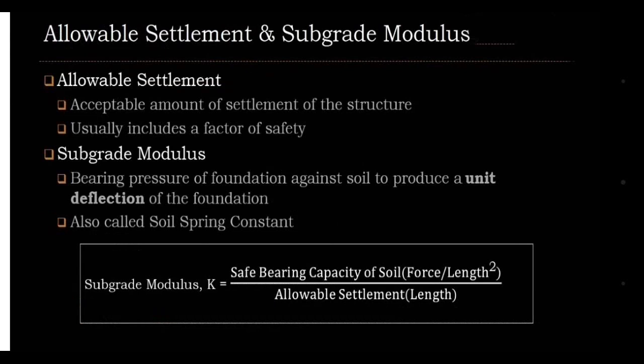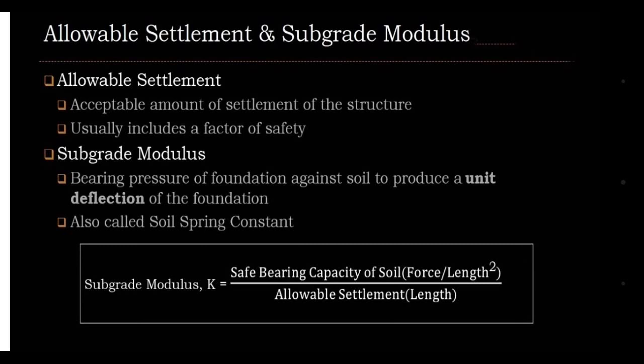Next we talk about allowable settlement and subgrade modulus. Allowable settlement is the acceptable amount of settlement of a structure, which usually includes a factor of safety. Subgrade modulus is the bearing capacity of foundation soil to produce a unit deflection of the foundation, also called the soil spring constant. Subgrade modulus is denoted by K, and its formula is safe bearing capacity of soil divided by allowable settlement.